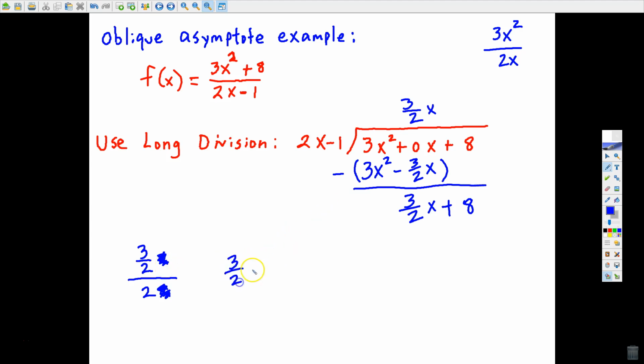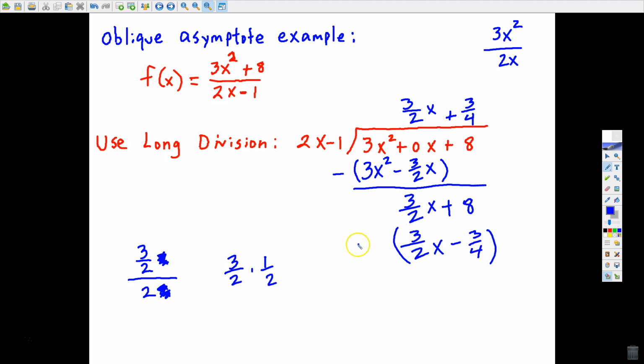Multiplication by 1/2. So instead of saying 3/2 divided by 2, it really means 3/2 times 1/2, which is what? 3/4. Okay, so we've discovered that 2x goes into 3/2 x 3/4. And we do that same thing, we multiply. 3/4 times 2 is 6/4, but that reduces to 3/2 x. And 3/4 times -1 is -3/4.